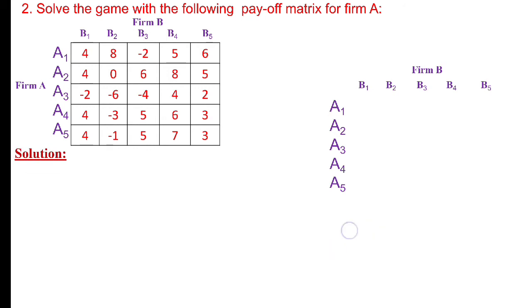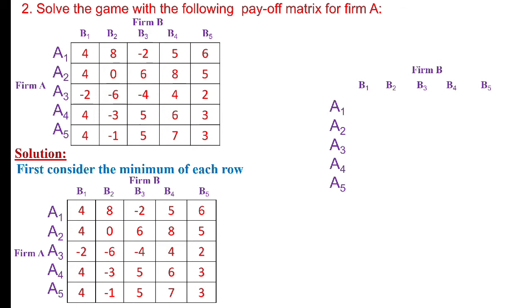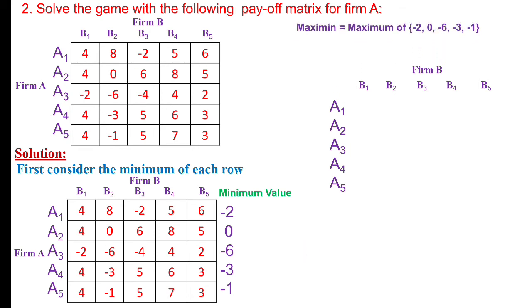Now the solution. First what we need to do is find the row minimum, that is, the minimum of each row. So this is the matrix. First row minimum, second row minimum, third row minimum, fourth row minimum, fifth row minimum. First row minimum is 2, second row minimum is 0, third row minimum is minus 6, fourth row minimum is minus 3, fifth row minimum is minus 1. Similarly, we find the maximum of the minimum values. Among those minimum values, what is the maximum? 0.